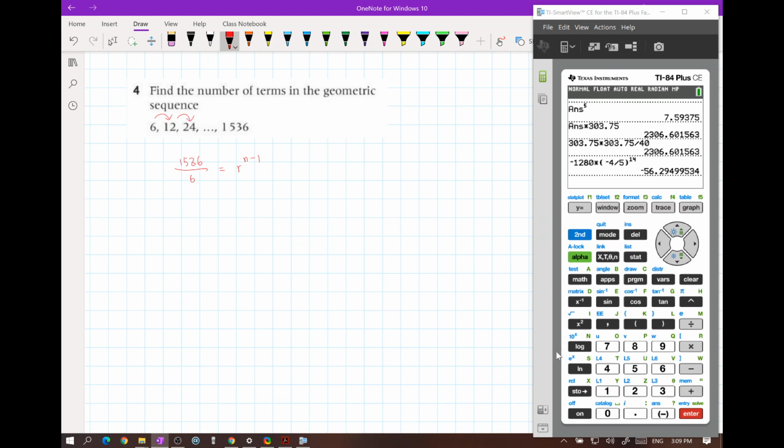So the ratio here, we know that this will be times 2, just by observing the sequence. So we can write this as 2 to the power of n minus 1, and this should be 256. So in class, I taught you how we can do repeated division to figure out what that is in terms of power of 2. So we can always just do that if we don't have a calculator.